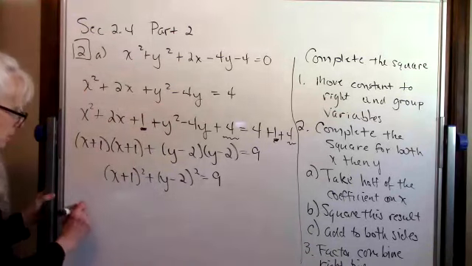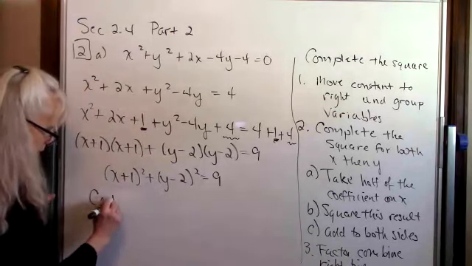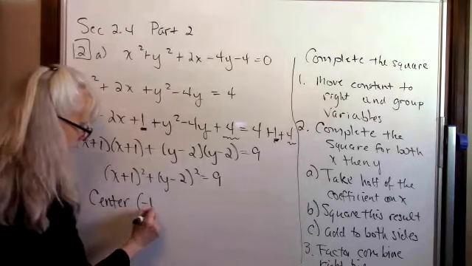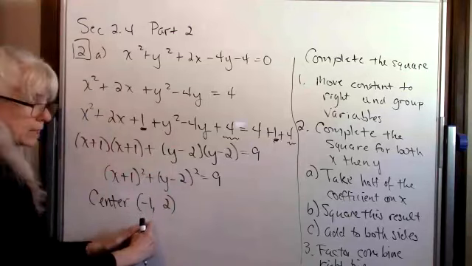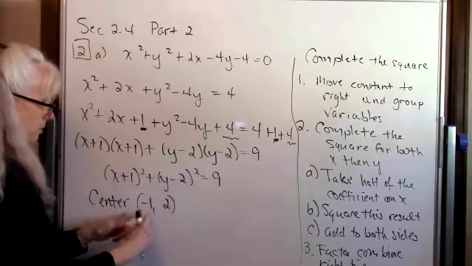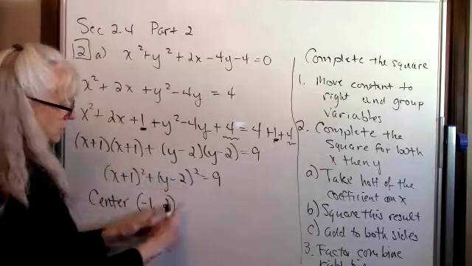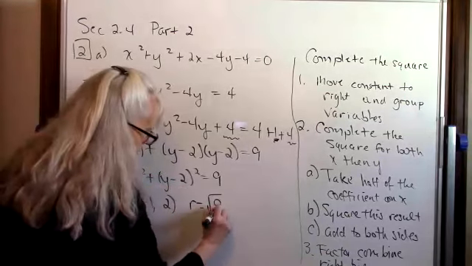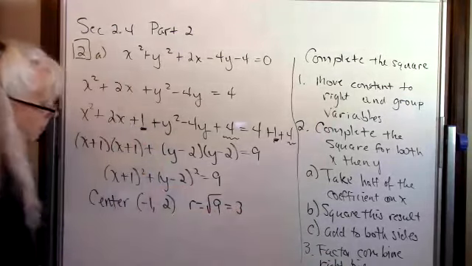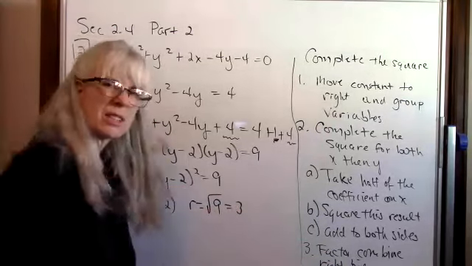So where's our center? Our center is at -1, 2. And again, notice as I pull it out of parentheses, I've switched its sign. This was a +1, I write down -1. This was a -2, I write down +2. The radius is the square root of the constant, which in this case is 9. So I found all the information. Now I just need to graph it.